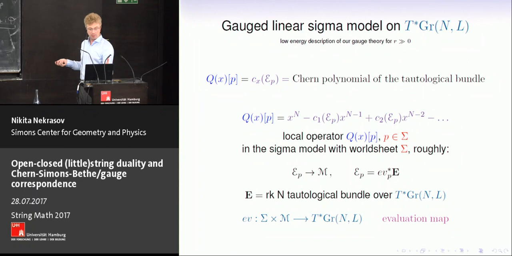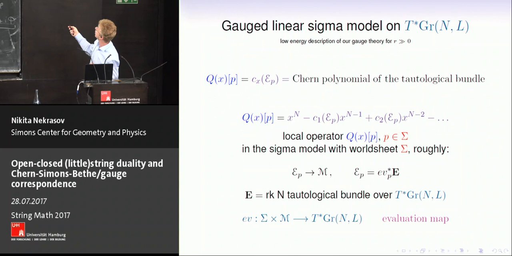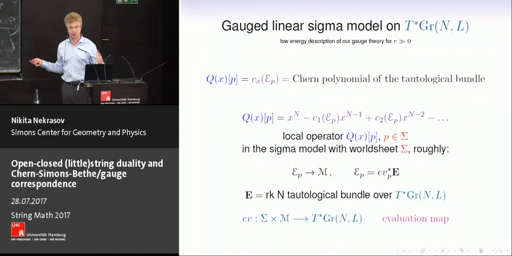But roughly speaking, this gauge theory at low energies describes maps of the worldsheet, the two-dimensional Riemann surface Sigma, into what we would call the Higgs branch of this theory, which is the cotangent bundle to the Grassmannian of N-dimensional planes in the L-dimensional complex vector space. And so these equations, the Bethe equations, describe the quantum cohomology ring of this space. It's a non-compact space, but we work equivariantly with respect to symmetries which have an isolated or compact set of fixed points. So the U(1) symmetry, the most important U(1) symmetry which I mentioned, is the one which rotates the fibers of the cotangent bundle. And so when you work equivariantly with respect to that symmetry, it's as good or as bad as working with the Grassmannian itself.